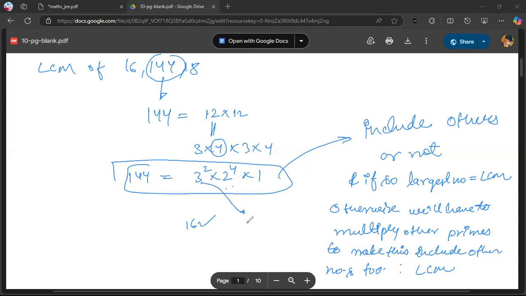Now let's check whether 18 is present in these factors or not. 3 raised to power 2 is 9. We need to find one more 2, which is also there. We can take 2 from here, so it will make it 18. So 18 is also here. So the LCM of these three numbers will be 144 itself.